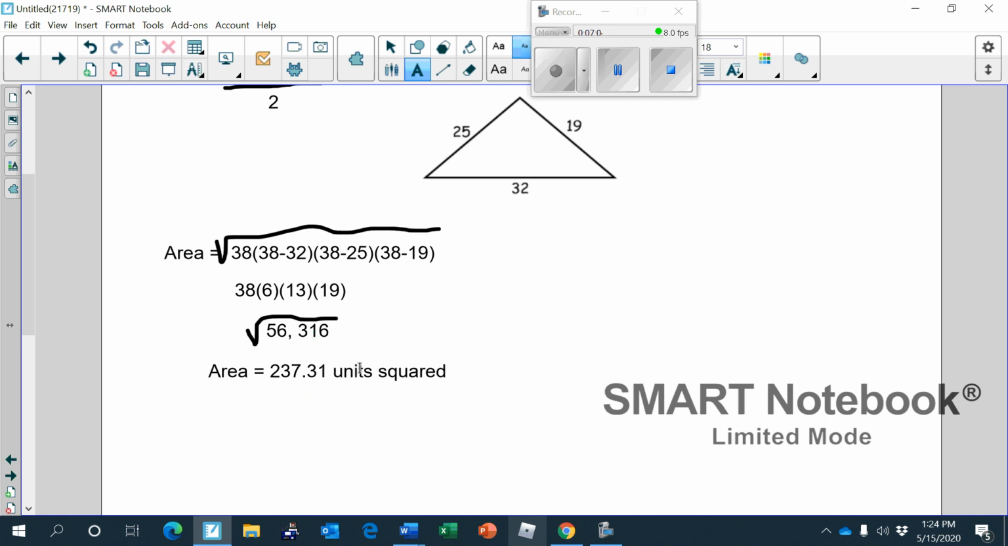That's Heron's formula. So again, it just gives you a different way to look at the area of a triangle. Whether you're given side, angle, side, then you're using that formula versus side, side, side, and that's when you're using Heron's formula.